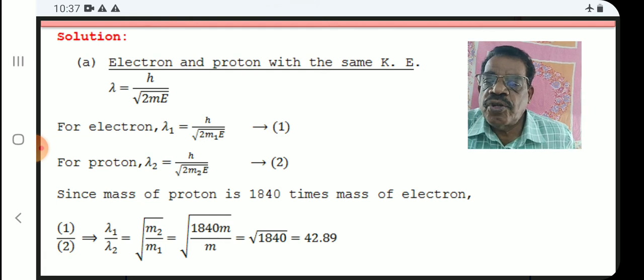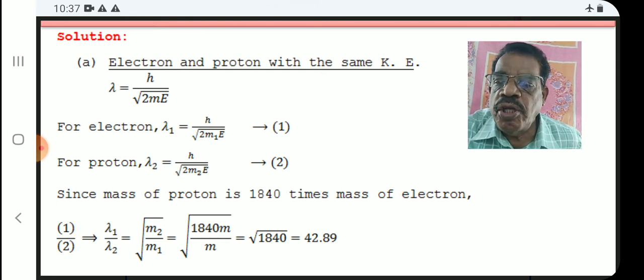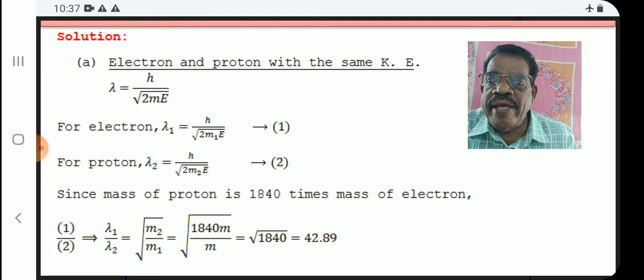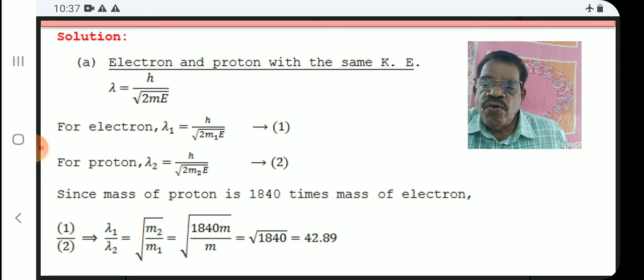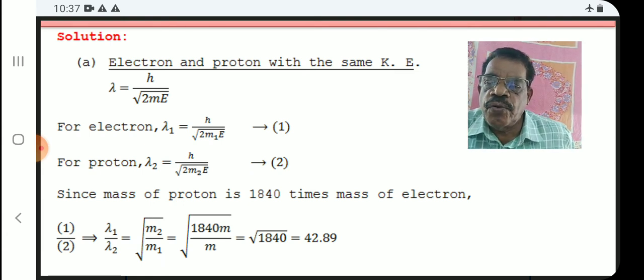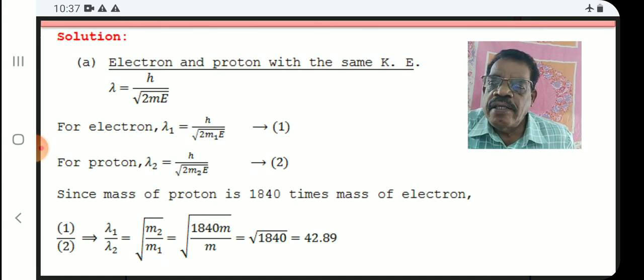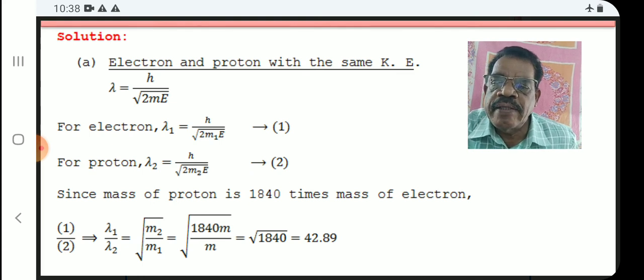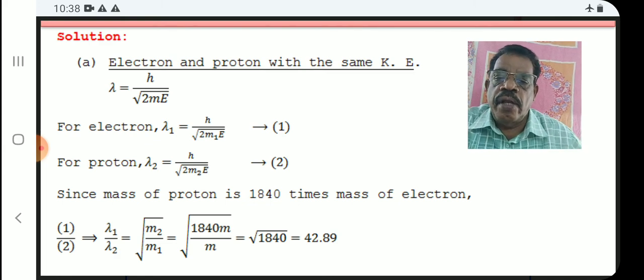m1 is the mass of electron, m2 is the mass of proton, and you remember the mass of proton is 1840 times the mass of electron. So if electron mass is m, the proton mass is 1840 m. So root of 1840 m by m, m cancels. Root of 1840 equals 42.89. Answer.